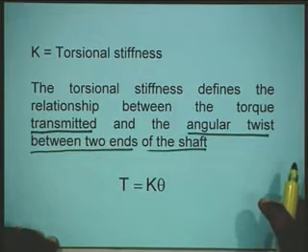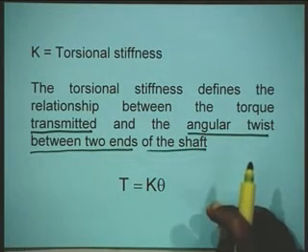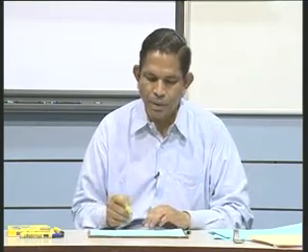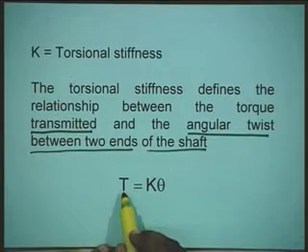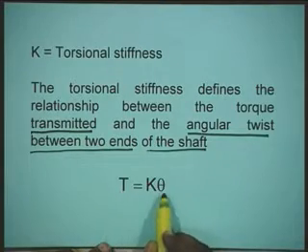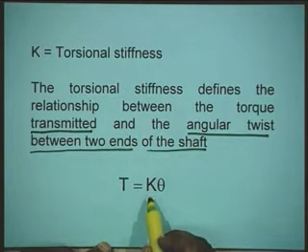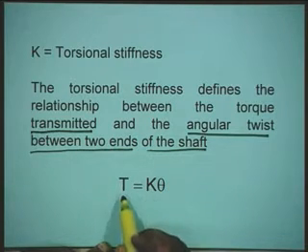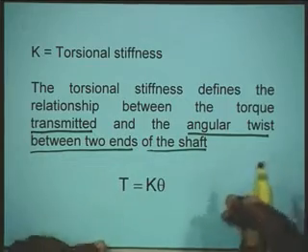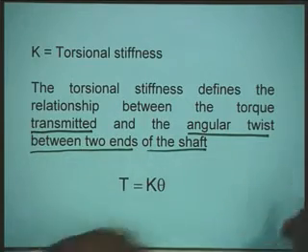This is very important: when the torque is transmitted by the shaft, there is a relationship between the torque transmitted and the angular twist between the two ends of the shaft, and the relationship is represented by this equation, T equal to K theta, where theta is the angular twist and K is the stiffness coefficient, and torque T stands for the torque transmitted by the shaft.